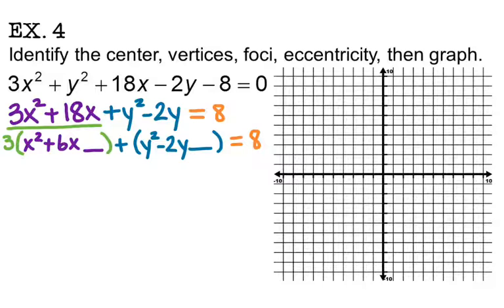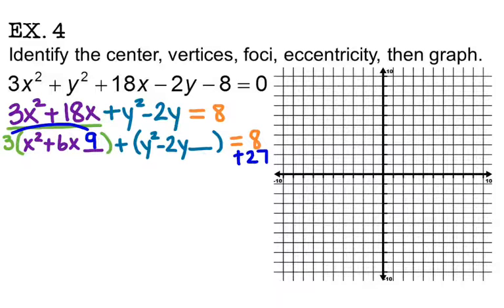So now when I complete the square, I'm still going to do 6 divided by 2 squared, which is 9. But this time I didn't really add 9 to the equation. I really added 3 times 9 to this side of the equation. So you have to take into account the number that you factored out of that polynomial. So 3 times 9 is 27, so I'm going to have to add 27 to the other side.